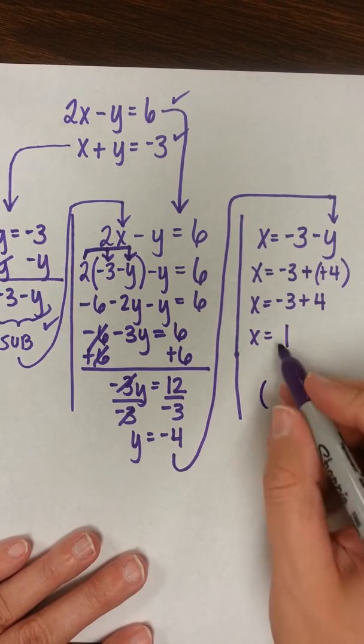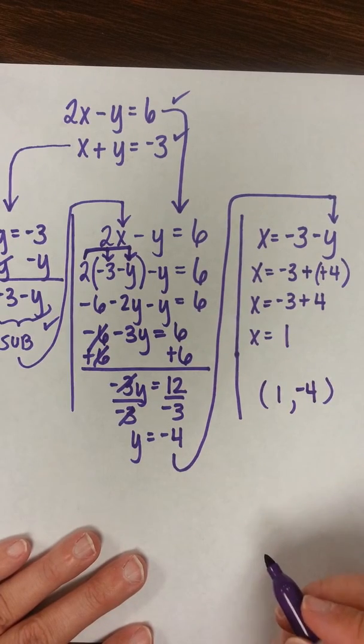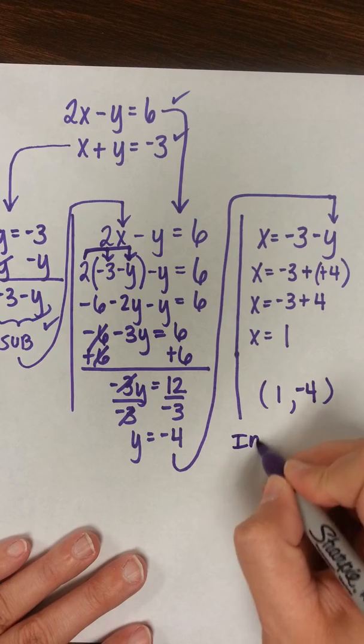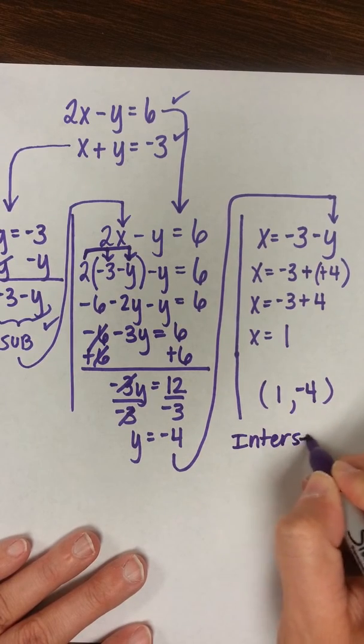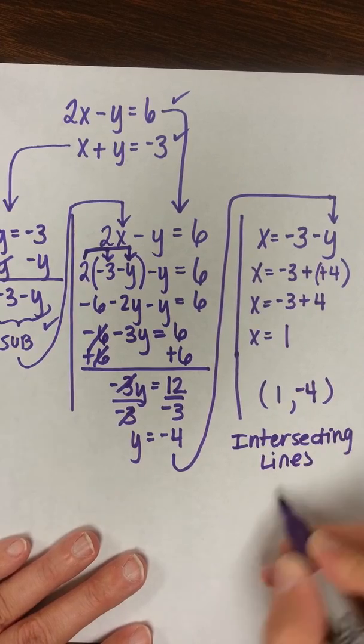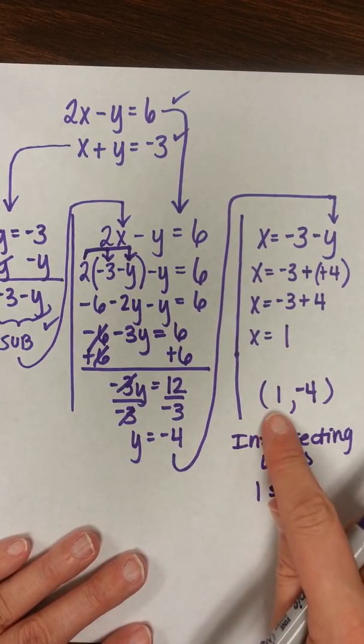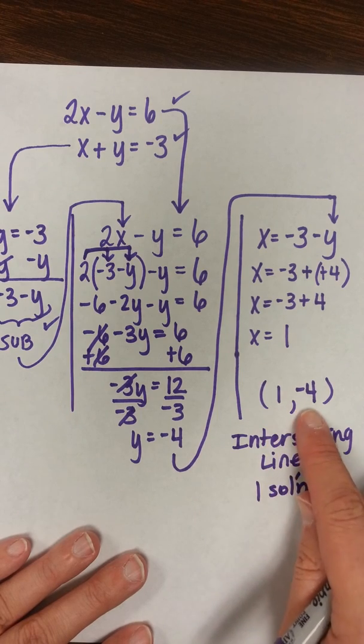So x equals 1, which gives me an xy coordinate pair of 1, negative 4, which means I must have had intersecting lines. I have one solution, and that one solution is 1, negative 4.